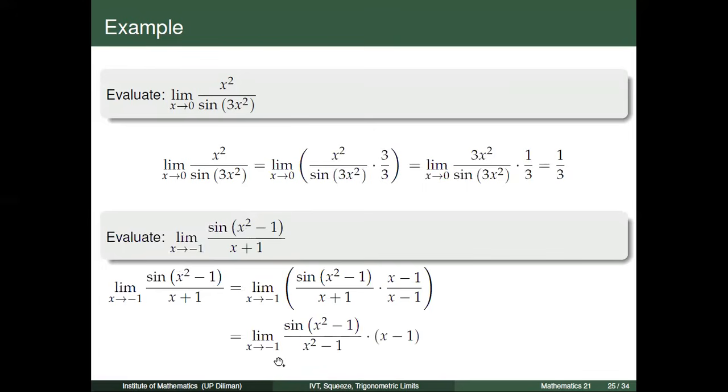Thus, we have the limit of sine of x squared minus 1 over x squared minus 1 times x minus 1, where again this is of the form sine f of x over f of x, where f of x approaches 0, in this case as x approaches -1. So the limit of this quotient is 1, and the limit of the second factor is -1 minus 1, or -2. Therefore, we have 1 times -2, or -2.